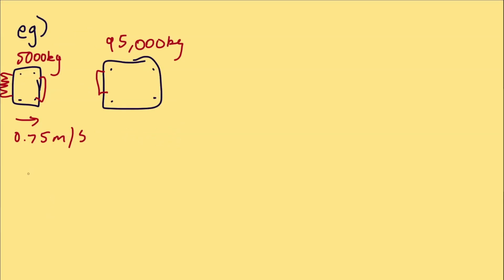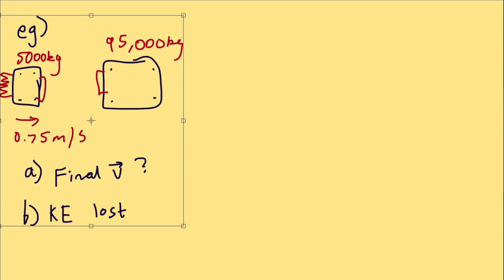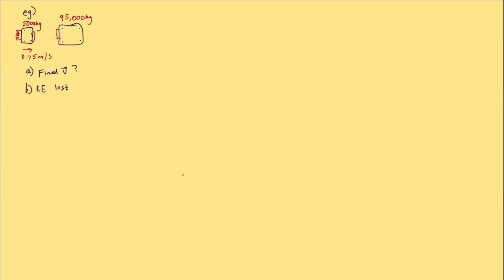So the problem is, solve for two values. The final velocity after this collision and the kinetic energy lost during the docking process. Okay, here's our approach. Because the two objects completely stick together, it's completely inelastic, which means that kinetic energy is not conserved. But as always, momentum is conserved. So before is equal to after when it comes to momentum.